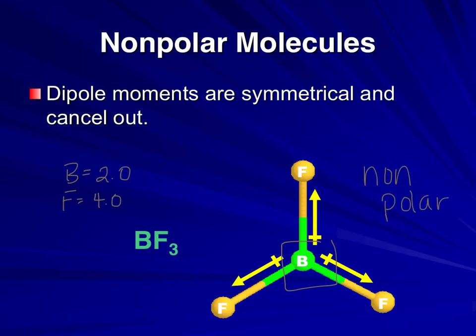Right? If boron had a lone pair, that would change the shape. That would push the fluorines on the bottom more towards the fluorine on the top to make room for that lone pair, and then we would have a dipole moment. Okay? So all of these individual dipole moments on the bonds cancel each other out, so overall, it's nonpolar.